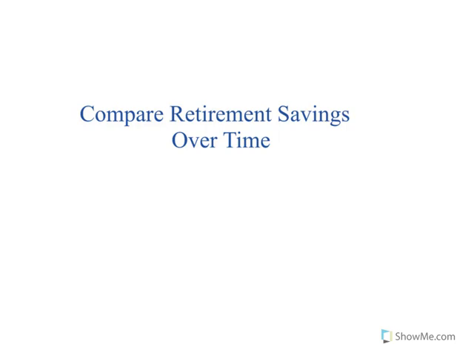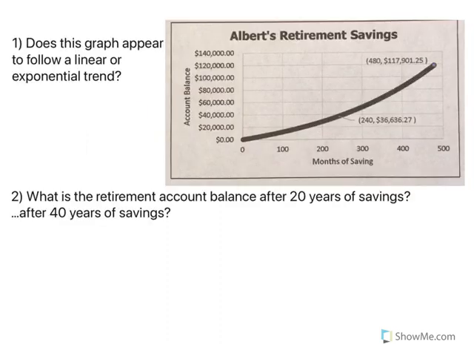Let's compare retirement savings over time. So I always say if you can start early, you should, because the longer you have your money in an account, the more interest you can earn. So let's look at this graph here. We have Albert's retirement savings in months from 0 months to 500 months. And if we want to figure out how many years that is, you can divide the number of months by 12, and that will tell you how many years.